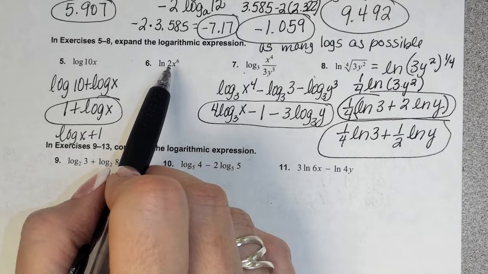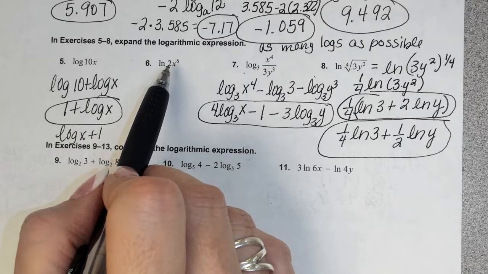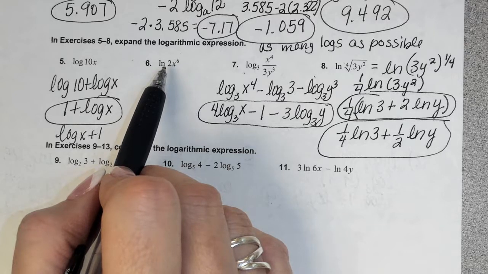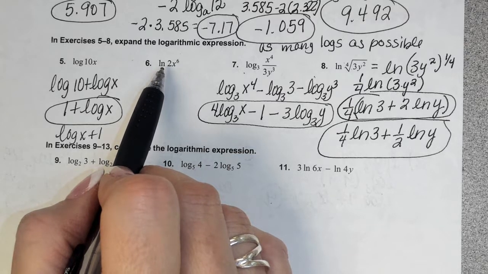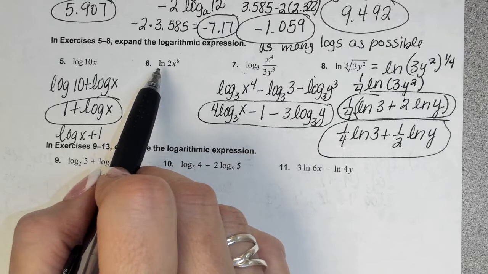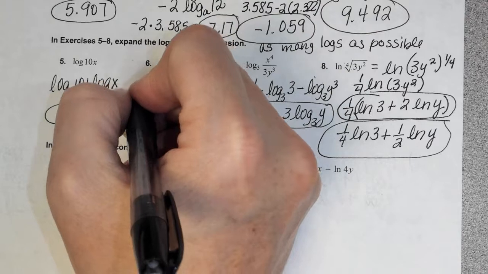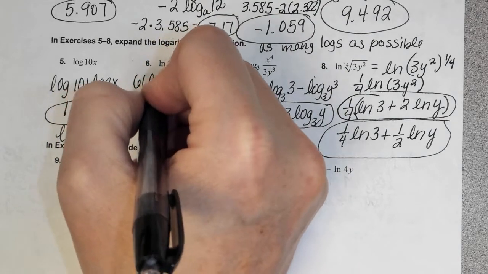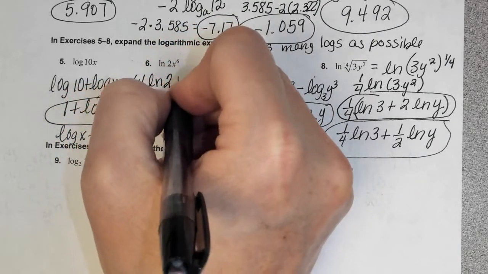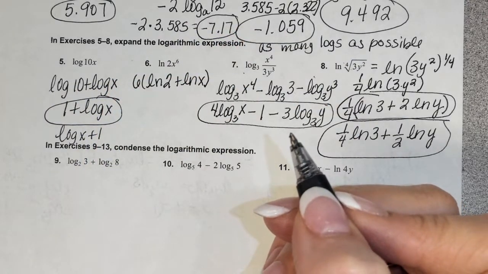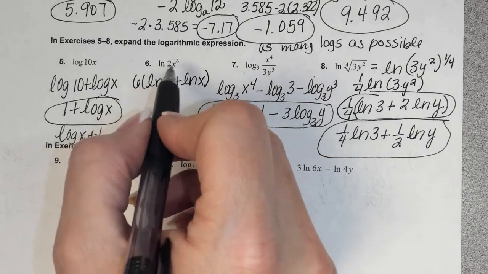All right, what about for number 6? Anyone have that? No one's sure about number 6? Anybody want to guess? Ella, you look like you could guess for me. Is it 6 parentheses natural log 2 plus natural log x? What do you guys think? Do you agree with that? That's actually not right, and here's why.